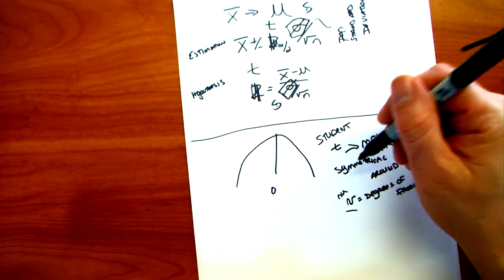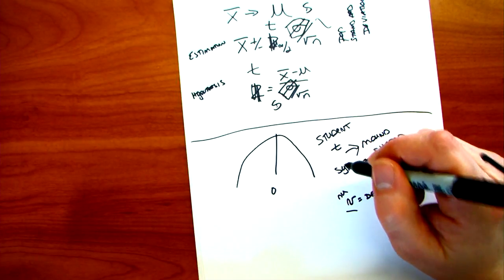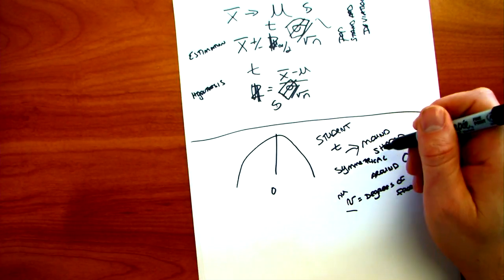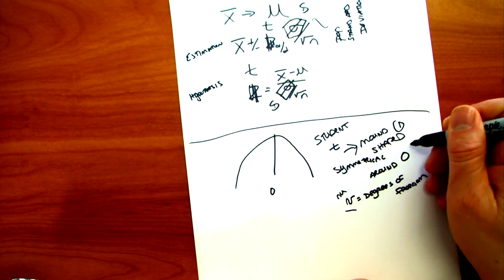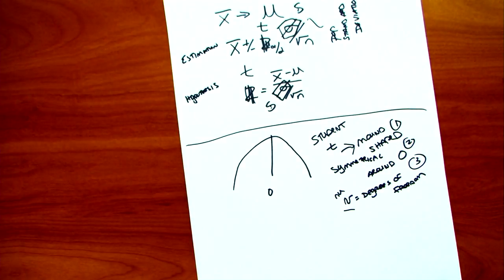The student t distribution is a continuous probability distribution that is mound-shaped, it is symmetrical around 0, and the thing that controls the shape of it is the degrees of freedom. Now that's a lot of the theory and the practice. That's why we do this. How we're going to actualize this, though, is a little bit different.